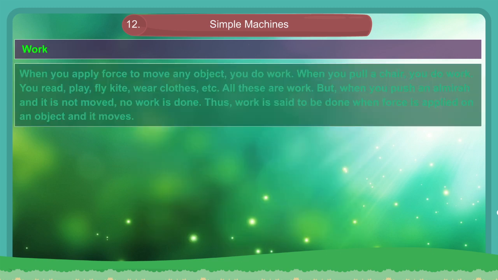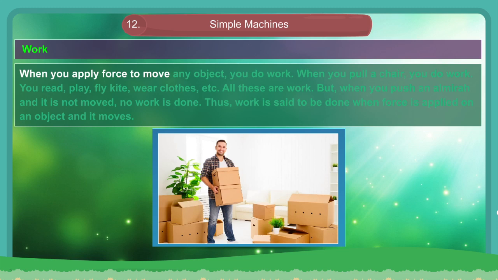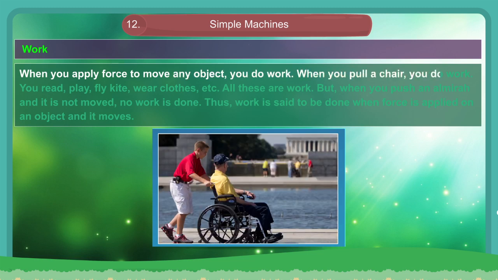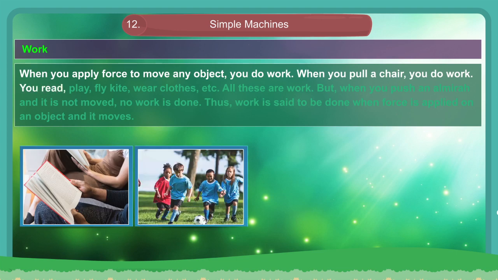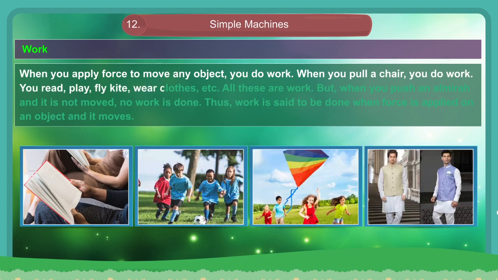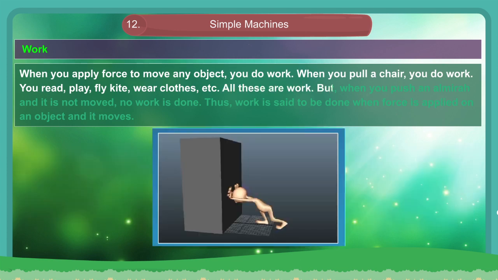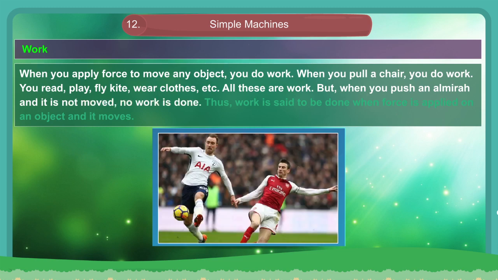Work. When you apply force to move any object, you do work. When you pull a chair, you do work. You read, play, fly a kite, wear clothes, etc. All these are work, but when you push an almirah and it is not moved, no work is done. Thus, work is said to be done when force is applied on an object and it moves.